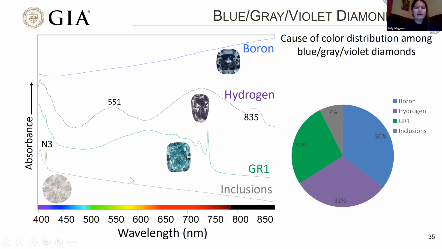And then we can also have inclusions. We can have high amounts of clouds, graphitic inclusions within the stones, and so that can give a gray color. And these are sort of a close cousin to the fancy white diamonds that I'll talk about later. But in these we get a grayish coloration due to inclusions.